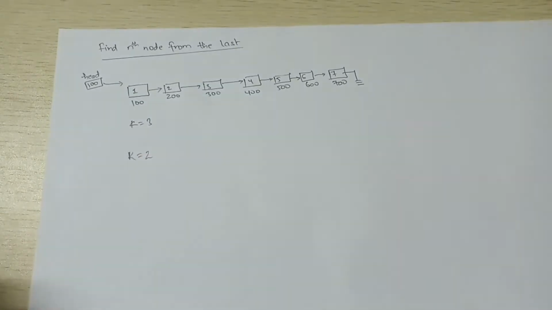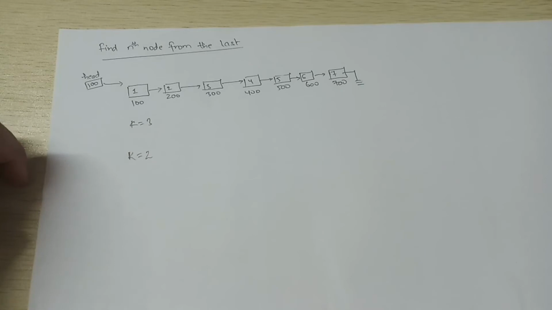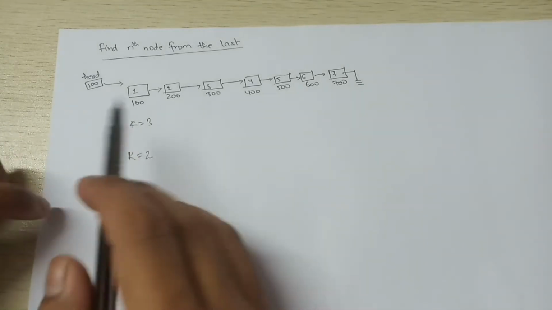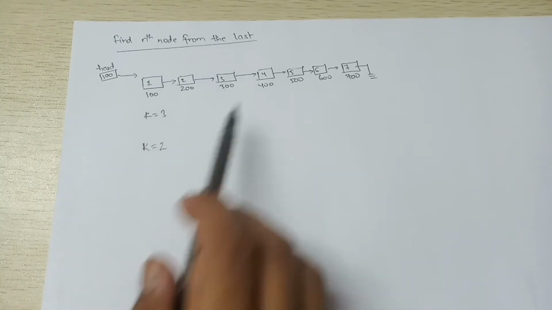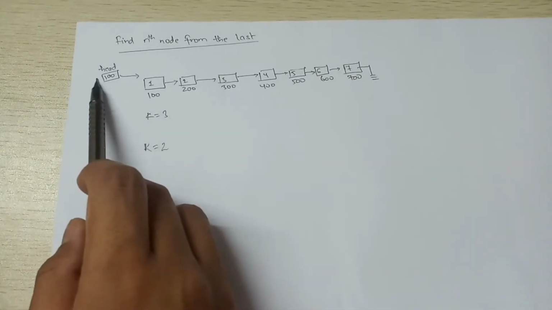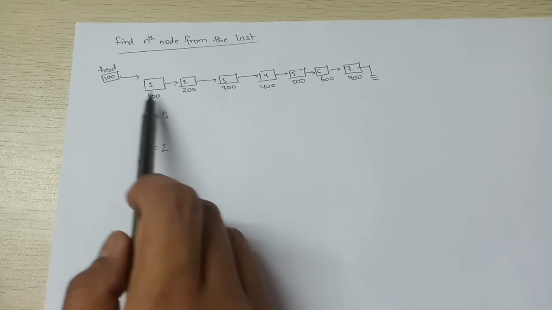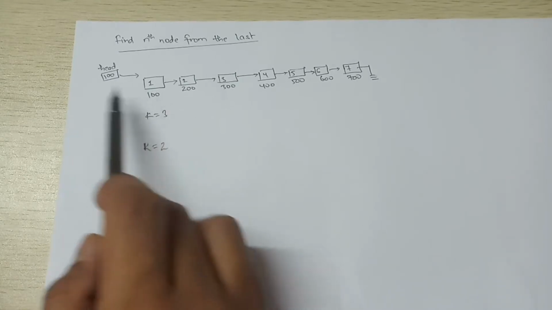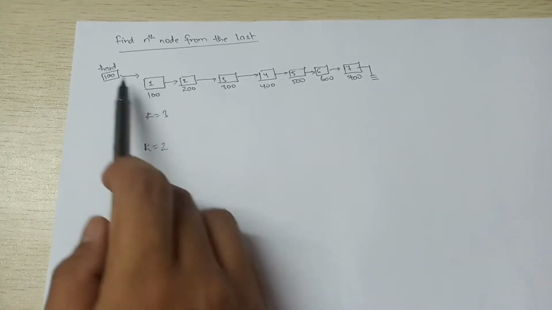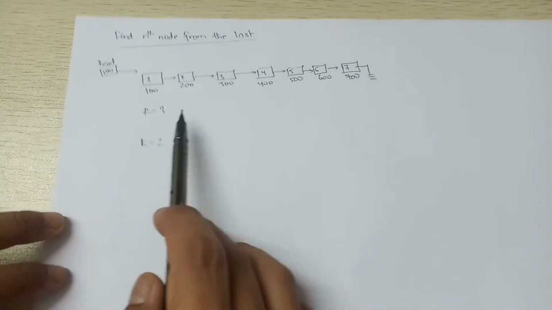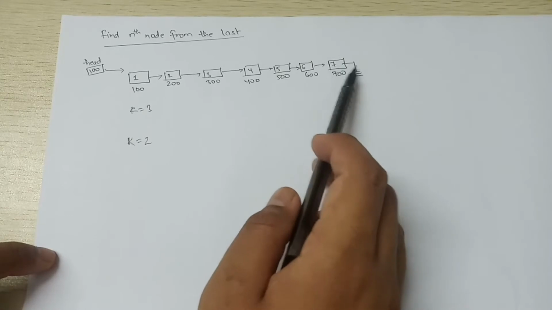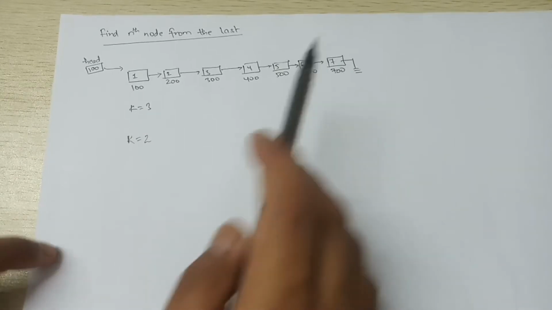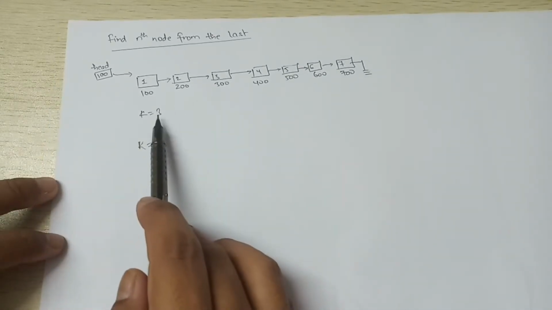Hello everyone, in this video let's solve a question based on linked list. The problem statement is find nth node from the last. So this is the list given to you and this is the head pointer variable which holds the first node address, pointing to the first node. This is the last node of the linked list and the next pointer of this node is pointing to null. So suppose k is equal to 3.